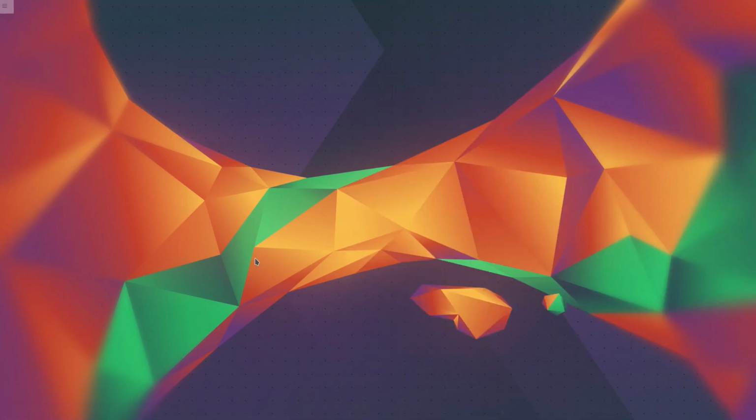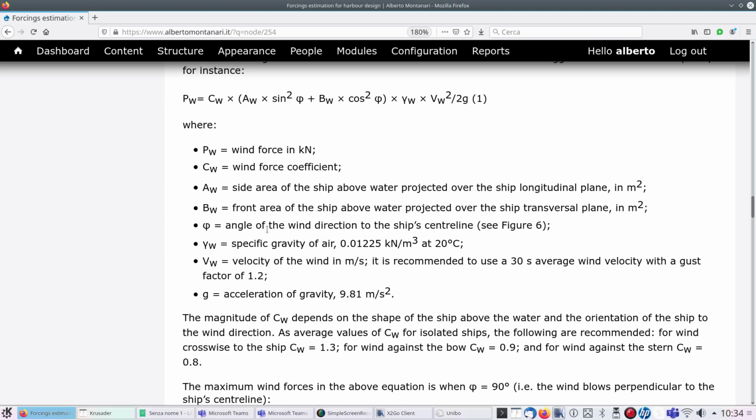let me go back to my web page. As I said, CW depends just on the shape of the ship and the orientation of wind. And you see some rules of thumb here. For wind crosswise to the ship, CW is 1.3. If it is wind against the bow, CW is 0.9. And for wind against the stern, CW is 0.8. Of course, crosswise wind, which means wind perpendicular to the ship center line, is the most dangerous.